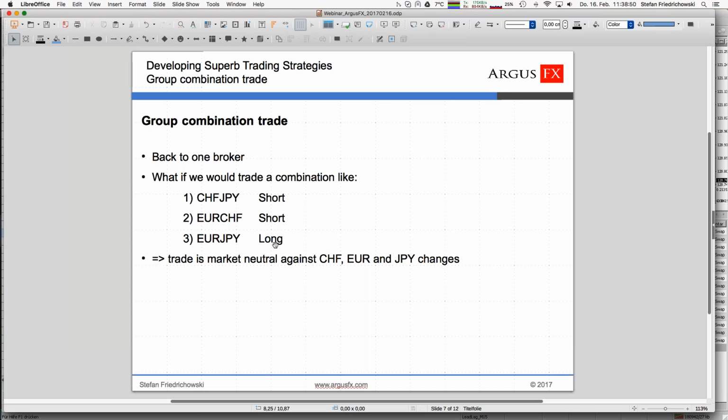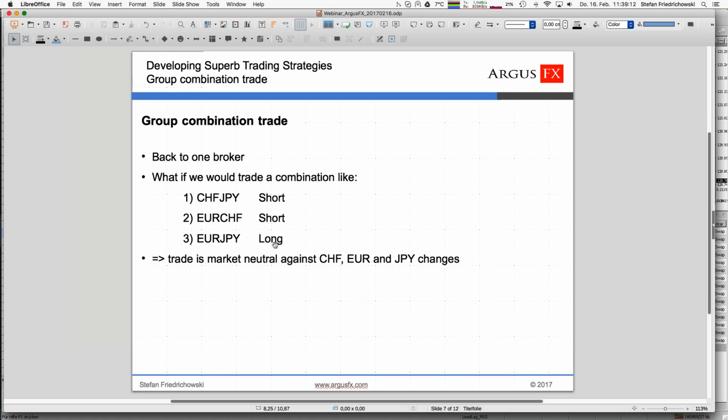So whatever might happen in those economies, countries, to those currencies, finally, if we would enter those three trades, we would not see any final result of those three trades. So therefore, I call them market neutral.